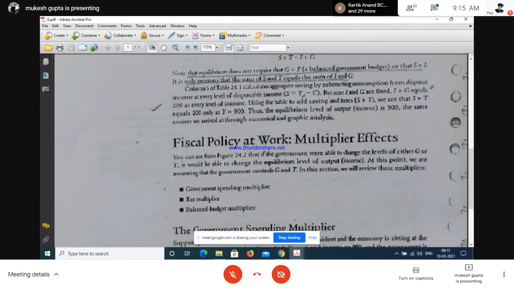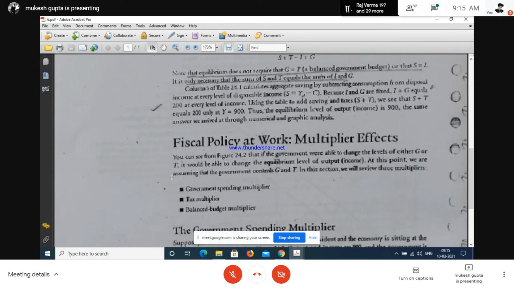Now suppose the owner purchased things worth 75 crore rupees. Whoever sold them, their income has increased by 75 crore rupees. Now again, what will they do? They will increase their consumption expenditure, again 75% of the 75. Then again, this chain will go on.